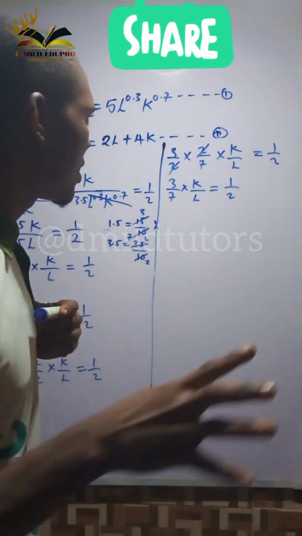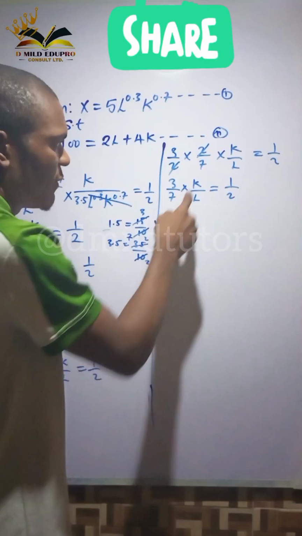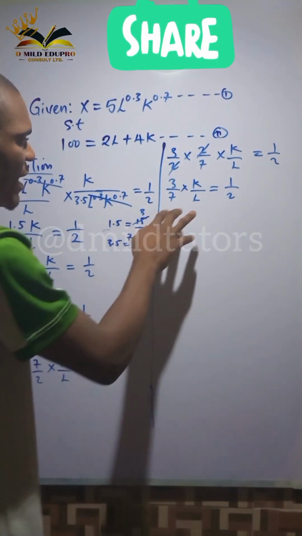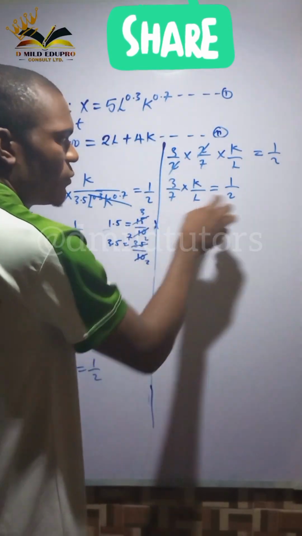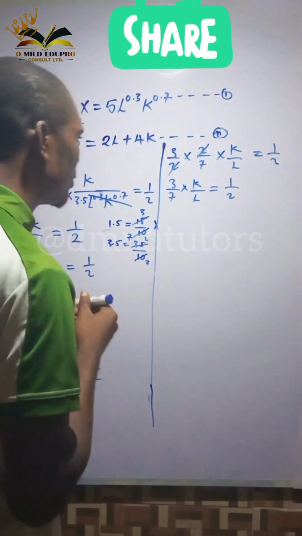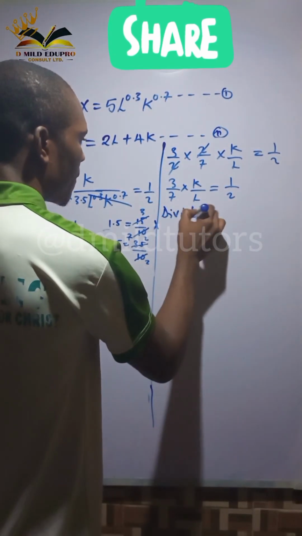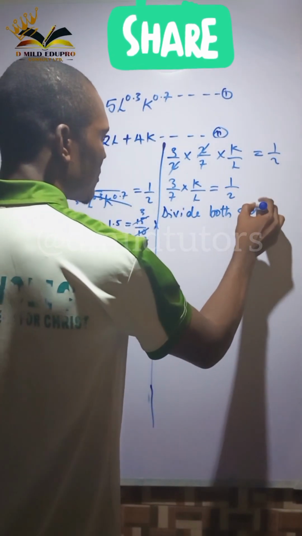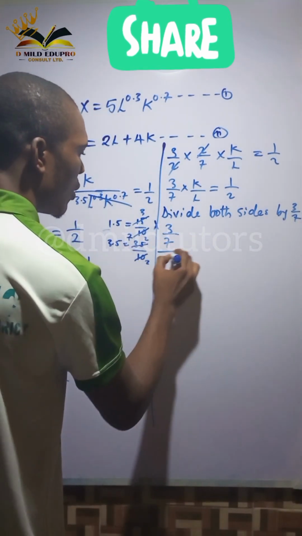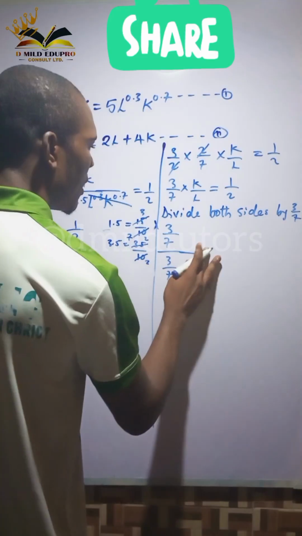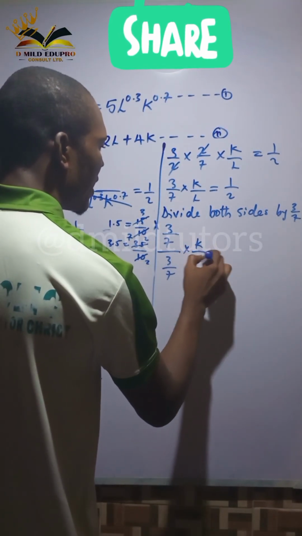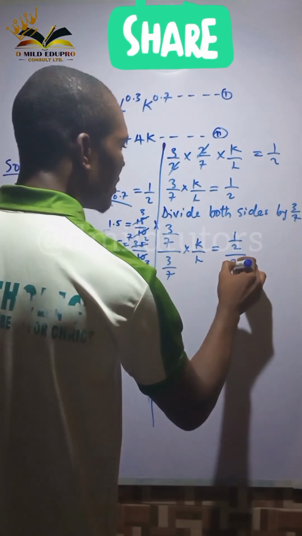Now there's something very critical we need to look for here, because we are looking for this K over L and then we have this coefficient attached to it. So what do we do? We'll have to divide this by 3 over 7. We also divide the other side by 3 over 7 so that K over L will be standing on its own. So we'll say divide both sides by 3 over 7. So we have 3 over 7 all over 3 over 7. Remember, we have our times K over L equals 1 over 2 divided by 3 over 7.